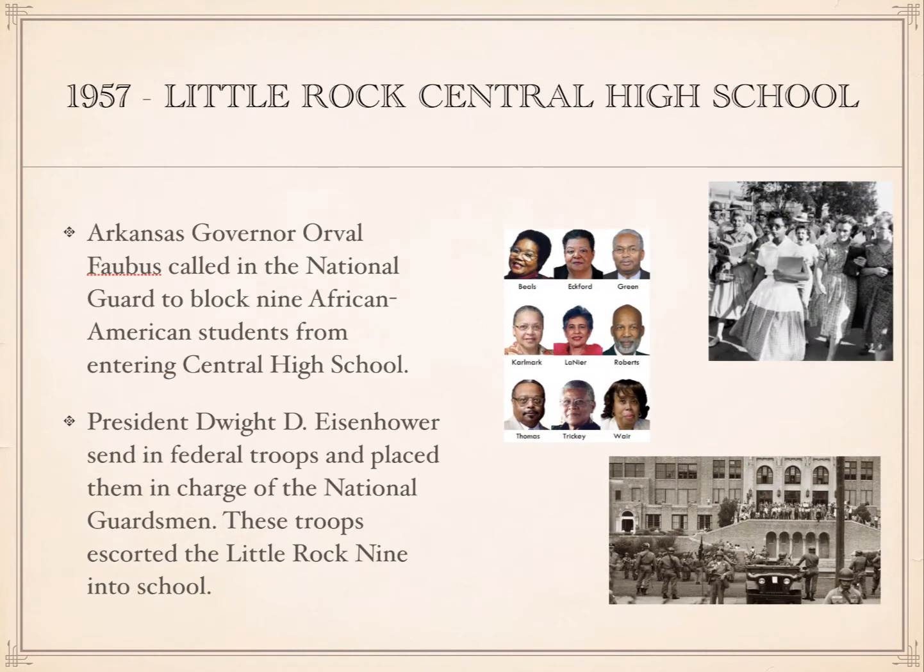One of the most well-known incidents during the Civil Rights Movement took place in 1957. This was in Little Rock, Arkansas, in which 9 black students were selected to be the first ones to enter and enroll in Central High School. But the governor, Orville Faubus, refused to allow this to happen. So he called in the National Guard, took them under his control, and denied entry for these 9 black students.